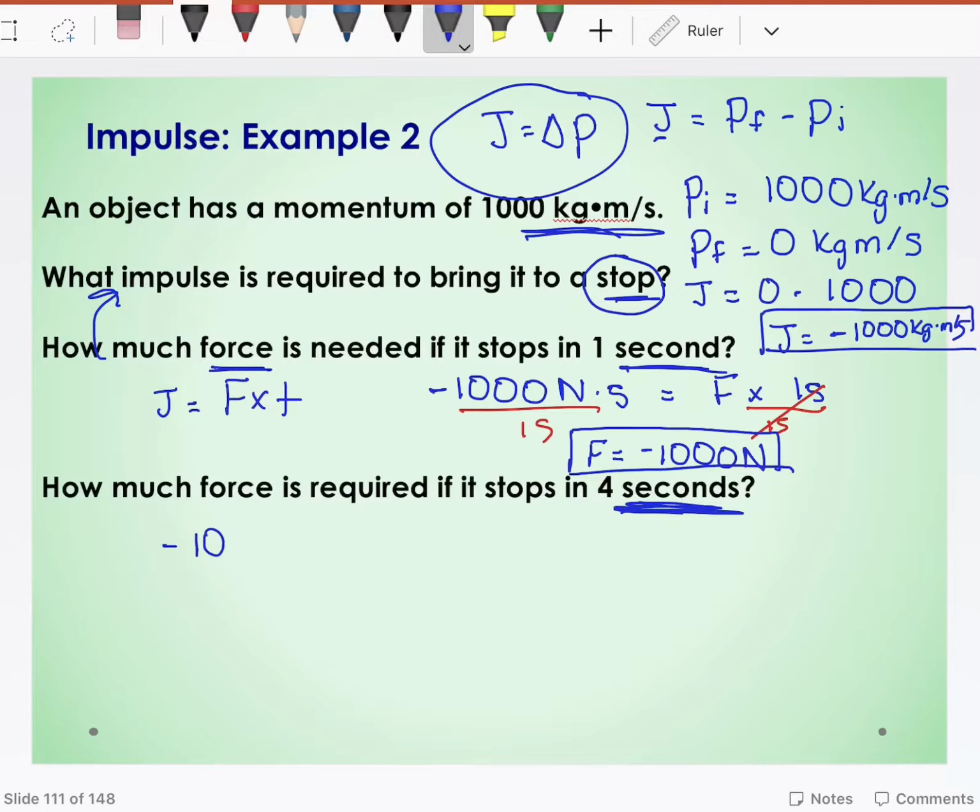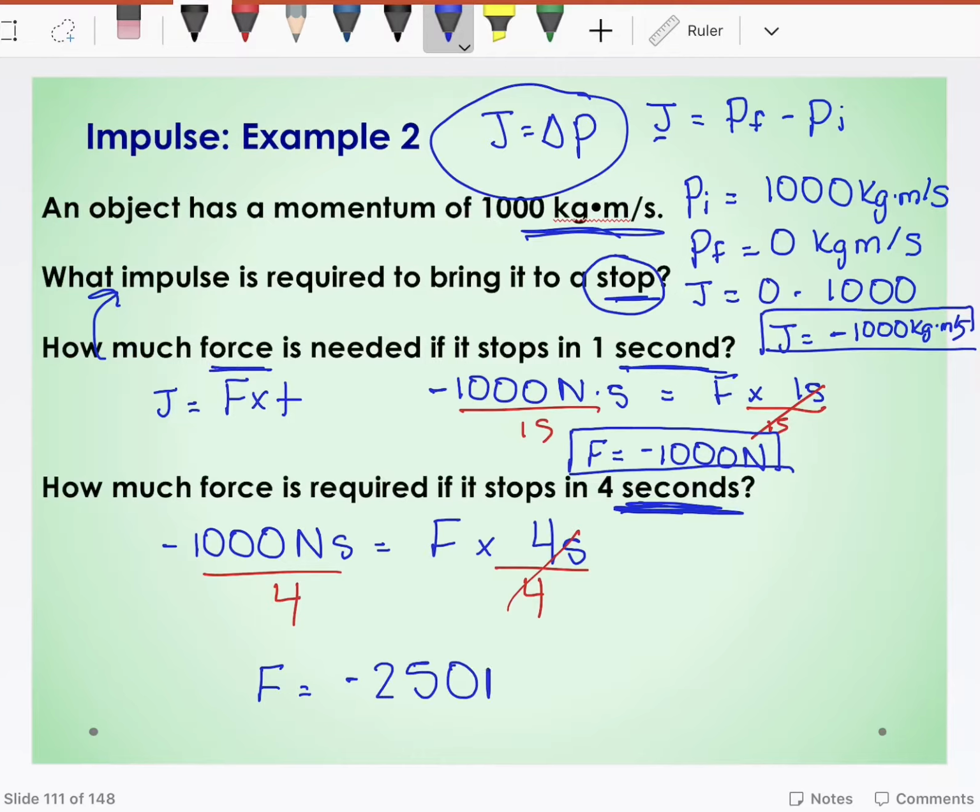So we essentially just go back, but we change the time. Okay, so now I'm dividing by 4, where now force is equal to negative 250 newtons. So let's think a little bit carefully about what happened here. As we increased the time, we decreased the force, right? When the time was 1 second, the force was 1,000 newtons. And when the time was 4 seconds, the force was 250 newtons.